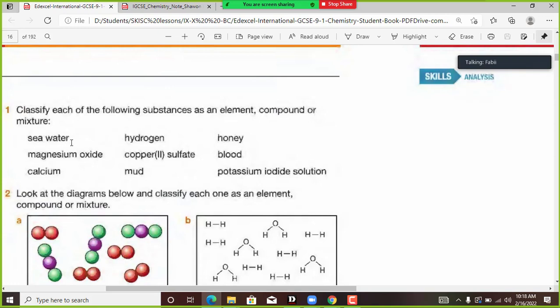Seawater, what is it? NaCl plus H2O. Is it an element, compound, or mixture? What is seawater? Hello student, are you listening to me? Seawater is a mixture, sir. Mixture. Good.